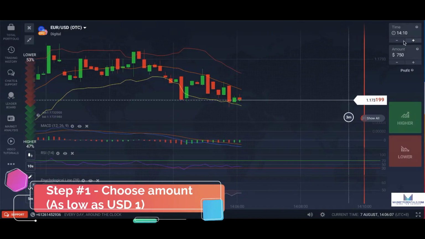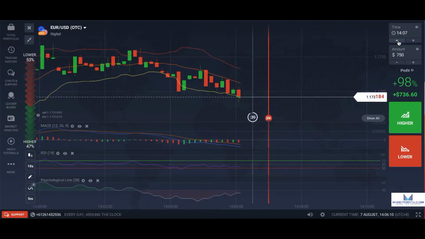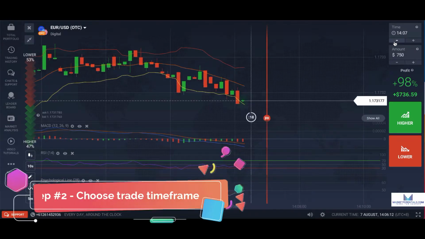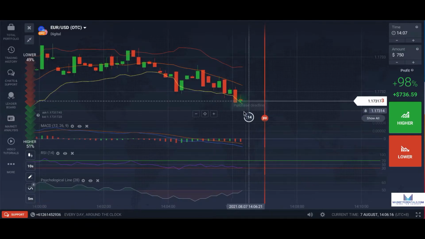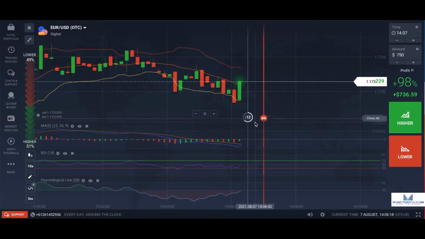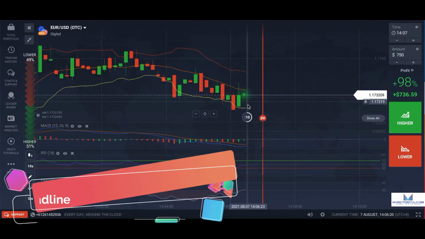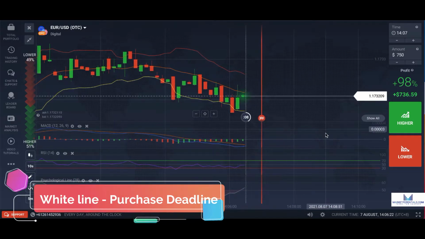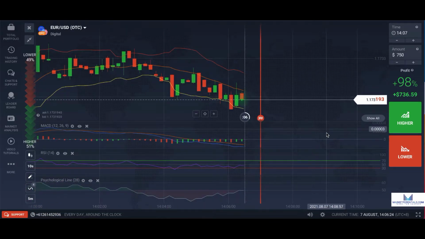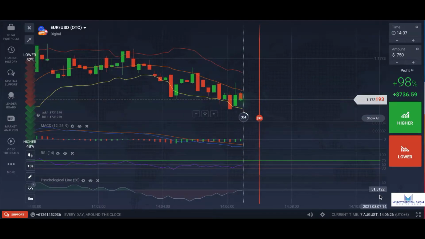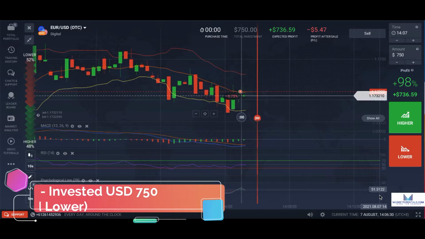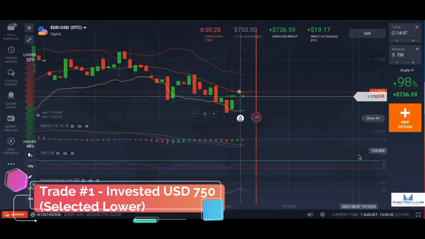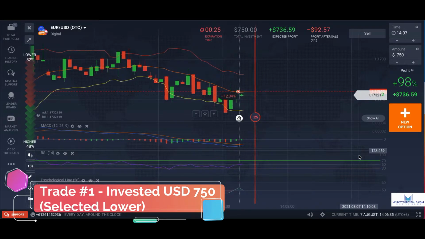And you can lower or increase the time of the trade, which is basically how long you're going to be in the trade. Always choose the lowest one. So I've got about 12 seconds to the white line. The white line is basically the purchase deadline, and that pretty much determines how long you have before you have to make a decision whether you're entering the trade.